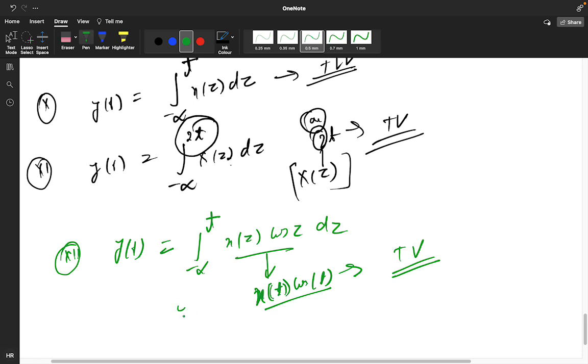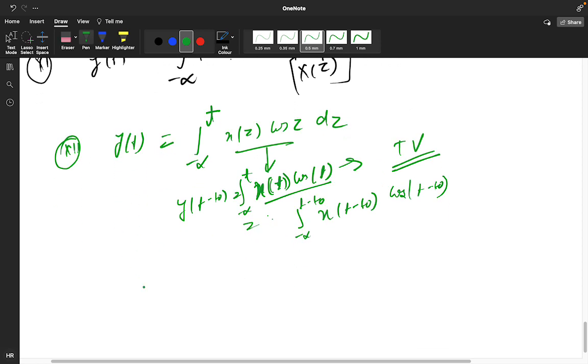So if delay comes, y of t minus t naught, what will you get? You will get the integral from minus infinity to t minus t naught of x of t minus t naught, integration is also there, and it will be cos of t minus t naught.